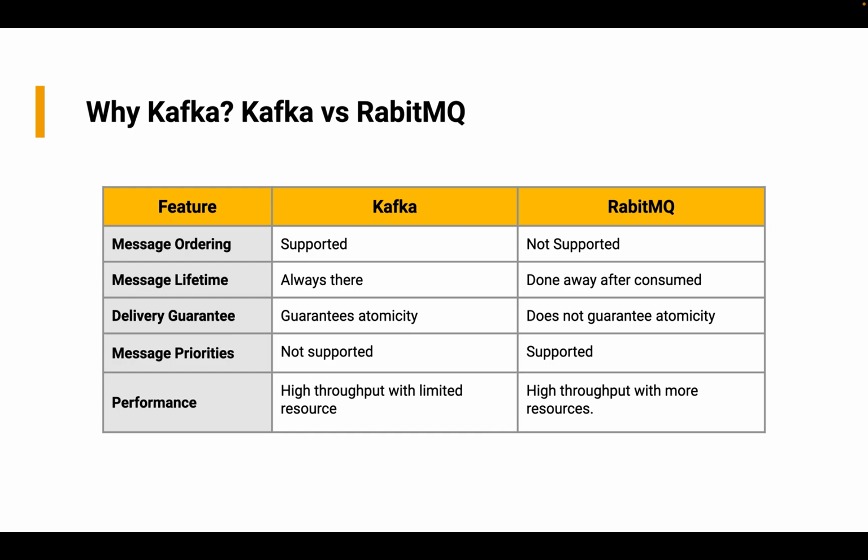Message priorities are not supported in Kafka, but in RabbitMQ they are supported. If we look at the performance with limited resources, Kafka reaches a very high throughput, but RabbitMQ requires a lot more resources. That's why we choose Kafka for the first data engineering piece.